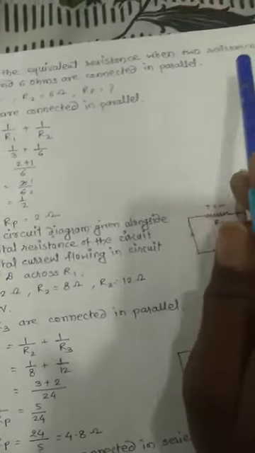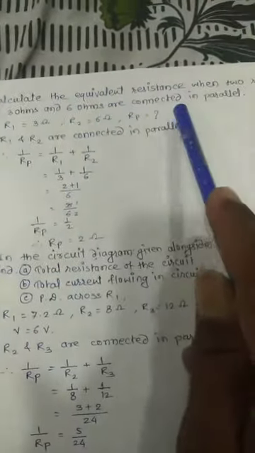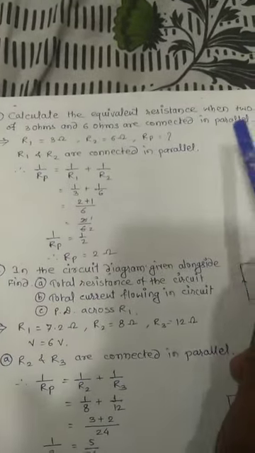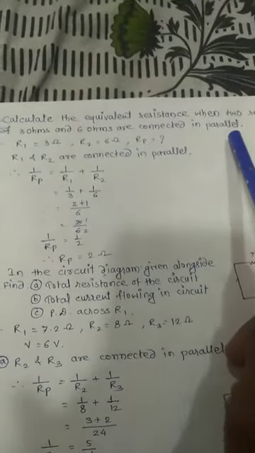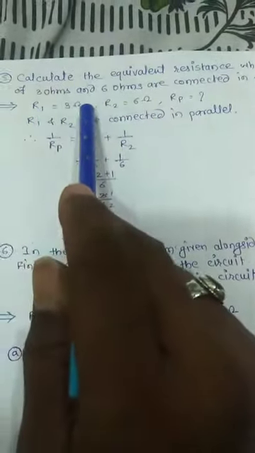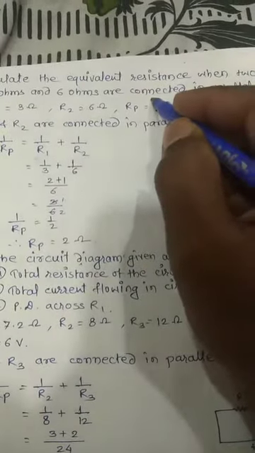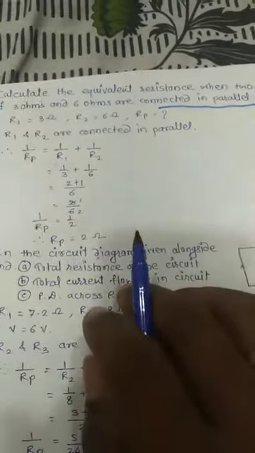Now see the question: calculate the equivalent resistance when two resistances of 3 ohms and 6 ohms are connected in parallel. What is the equivalent resistance when the two resistors are connected in parallel? So as per the numericals rule, first we have to write the given part. R1 is 3 ohm, R2 is 6 ohm. How are they connected? They are connected in parallel.